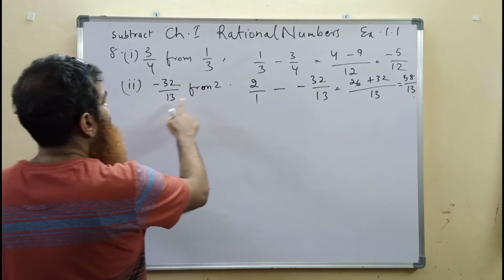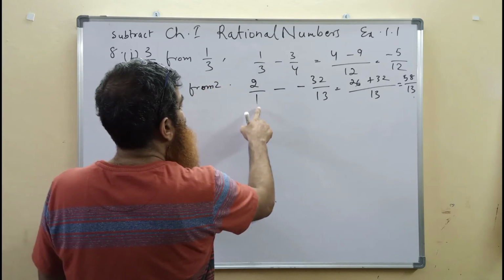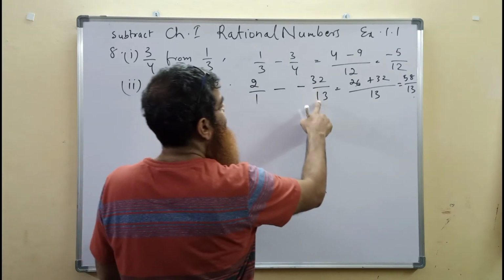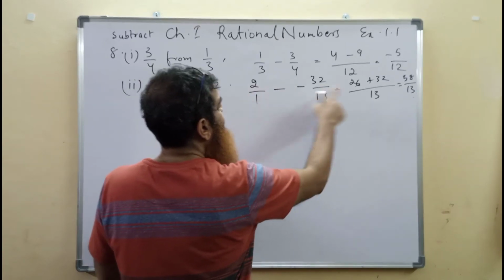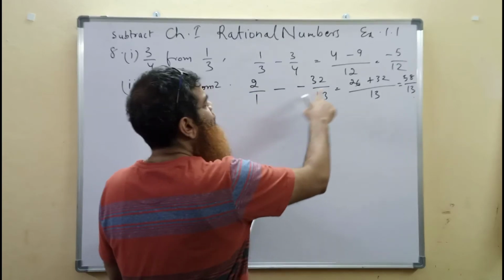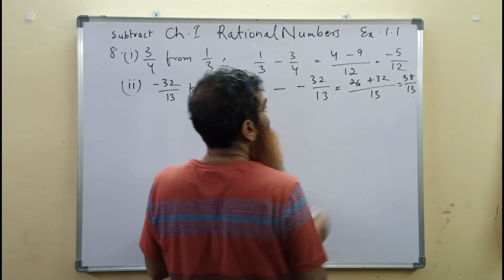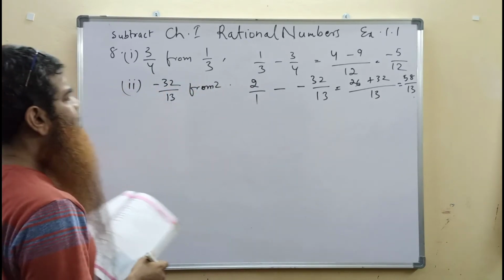Minus 32 by 13 we are subtracting from 2. That is 2 by 1 minus 32 by 13. 13 twos are 26, and 1 32 is 32. Minus of minus is plus. So 26 plus 32 divided by 13 is 58 by 13.